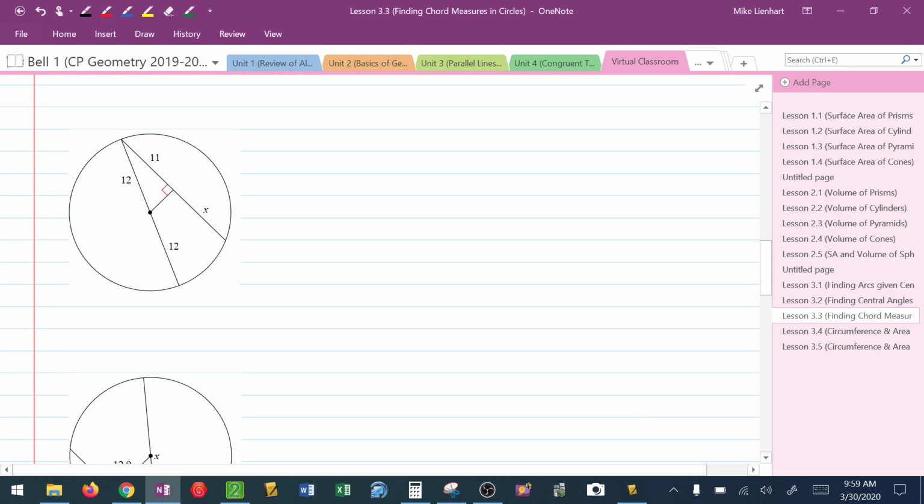All right, so let's take a look at this picture. First thing I observe is there's x. I notice that x is on a chord.